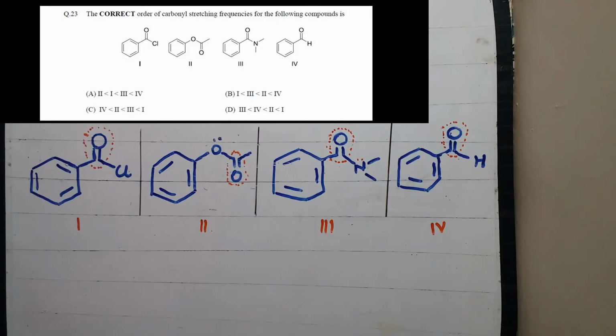The correct order of carbonyl stretching frequency of the following compounds is, so they have given the 4 compounds. We have to arrange these CO stretching frequencies in increasing or decreasing order. The CO stretching frequency mainly depends on the bond strength K, and this bond strength depends on the bond order. The bond order of the carbonyl C=O is 2, so that means there is a double bond between carbon and oxygen.